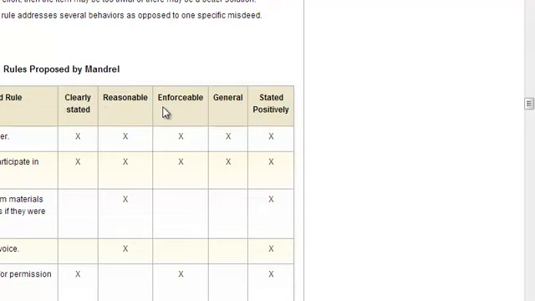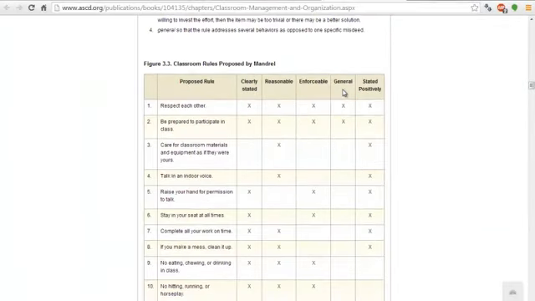are they reasonable, are they enforceable, are they general, and are they stated positively. The first rule here I want you to look at, it says respect for each other, and some of those kind of rules are really tough for students because they don't have the same understanding of what respect is that you might as the teacher. So if you chose to use that rule, you would need to teach them what you mean by respect so that they would understand exactly what that looks like.